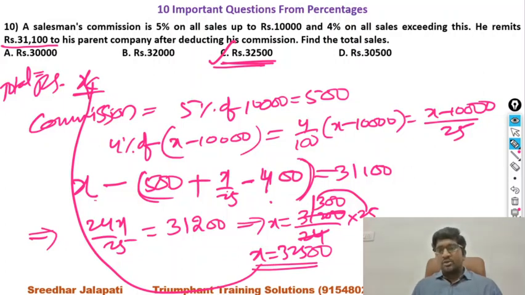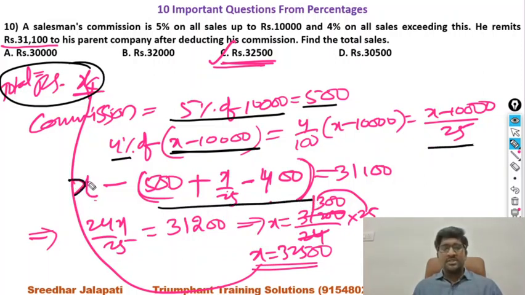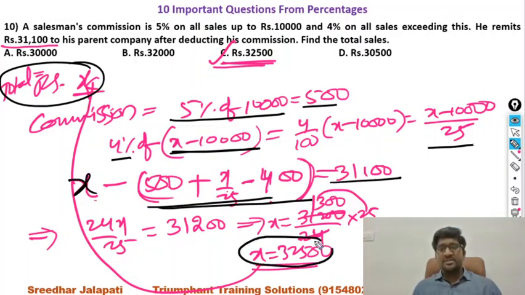I assumed the total sales as X. Then his commission on the first 10,000 rupees at 5% is 500. On the remaining, since we do not know the remaining sales, it is total X minus 10,000. So this is the remaining. On this, he will get 4%. So this is the commission he will get. Therefore, his total commission is this. From the total sales, if I take out the commission, we should get 31,100. That is given in the question. On simplification, we got the X value, that is 32,500.